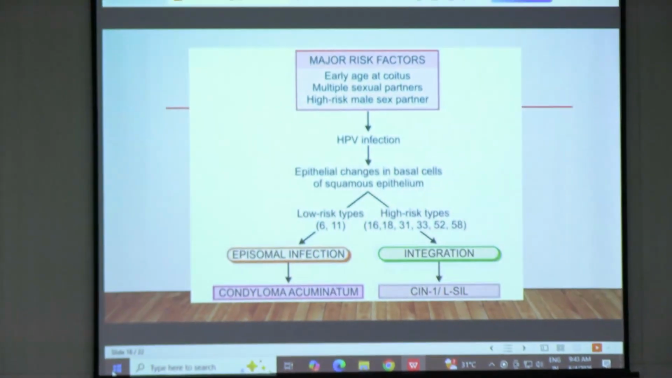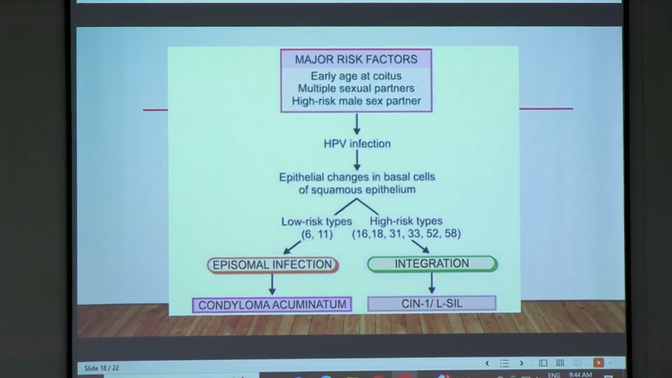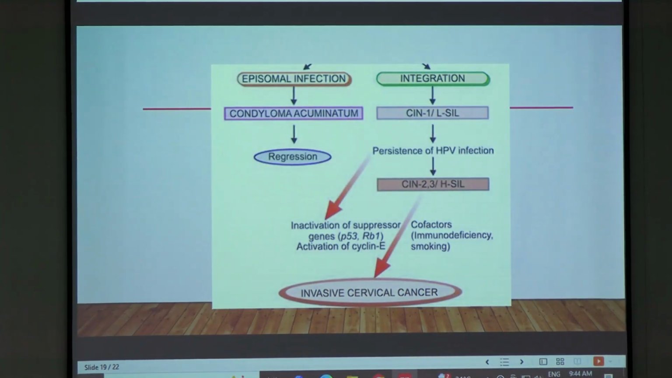So the condyloma acuminatum, if we manage it, is very much curable, and this is caused by HPV 6 and 11. But 16 and 18 will be causing pre-malignant lesions and ultimately malignancy. So the continuation of this chart is here only. Condyloma acuminatum ultimately undergoes regression, and from CIN 1 there will be CIN 2, 3, and ultimately there will be invasive cervical cancer.